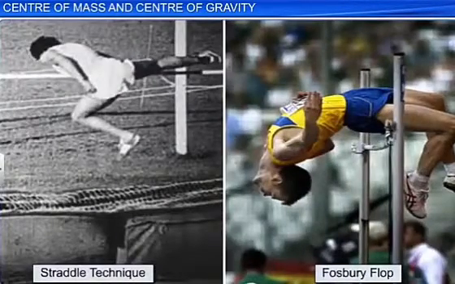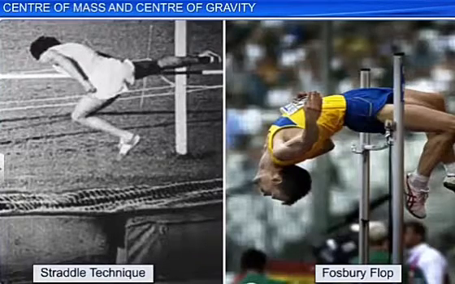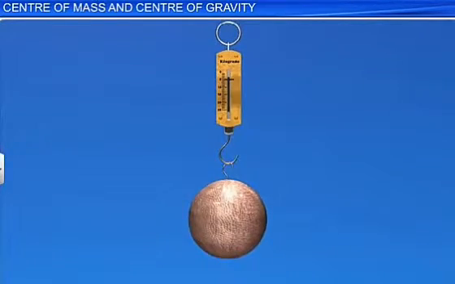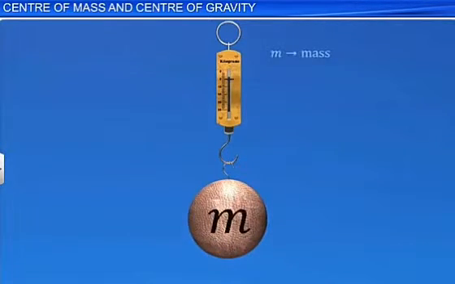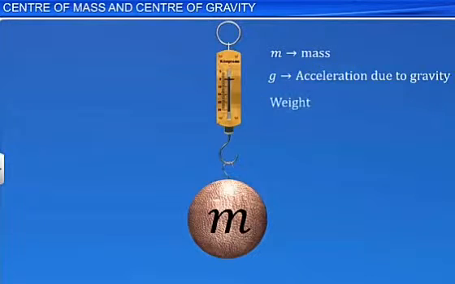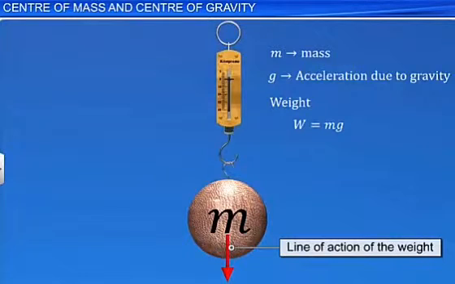We can understand the advantage of this style by knowing the concept of center of gravity. You know that the weight of a body is the gravitational force acting on it. If m is the mass of a body and g is the acceleration due to gravity, then the weight of the body W is equal to mg. And it always acts in the downward direction towards the center of the earth. The line showing the direction of action of weight is known as the line of action of the weight of the body.